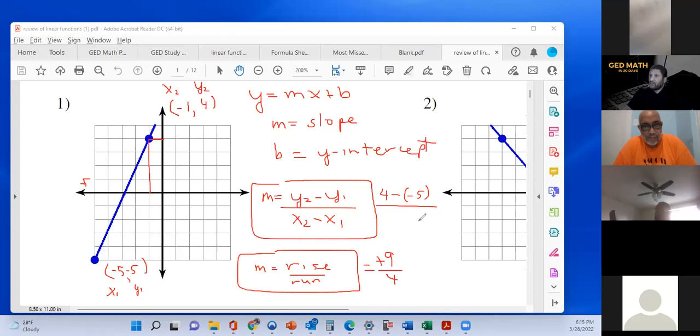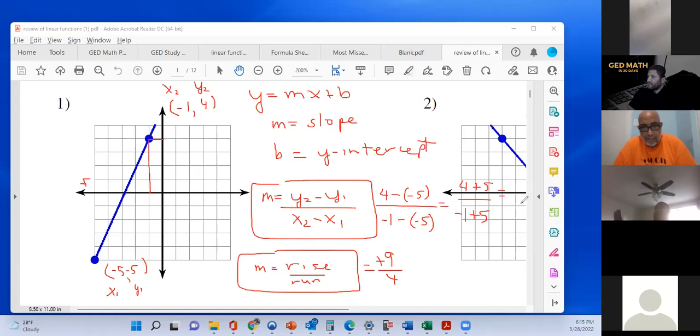Now, what is x2? Negative 1. Negative 1 minus 5. The minus comes from the formula. And then what is x1? Negative 5. Now, watch this. Two negatives make a what? Positive. So we get 4 plus 5, it's 9, over, and again, two negatives make a positive. So negative 1 plus 5.